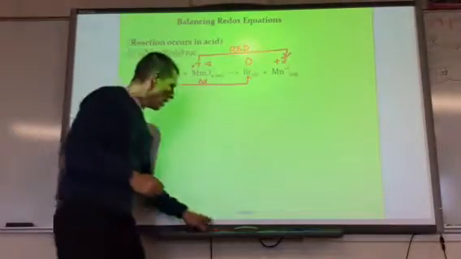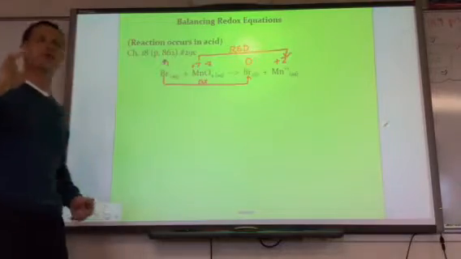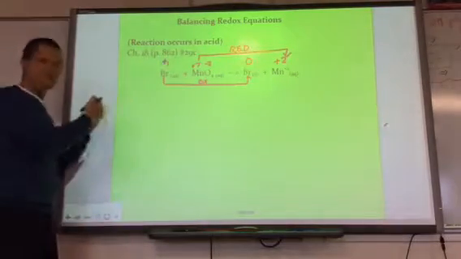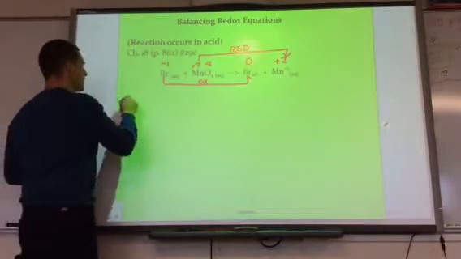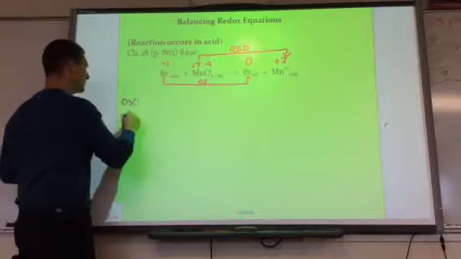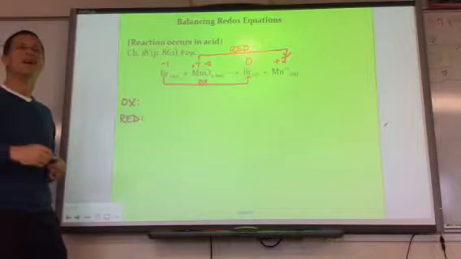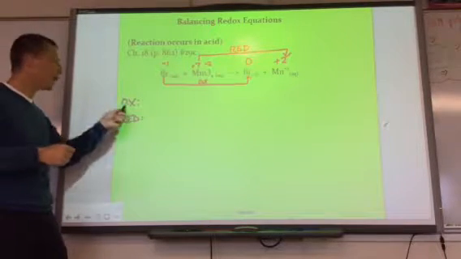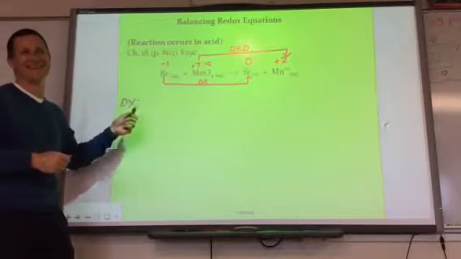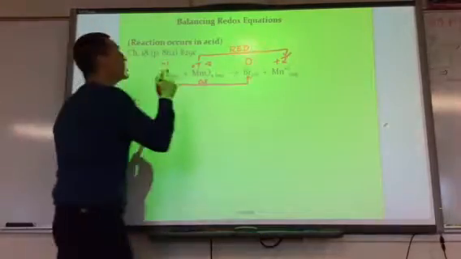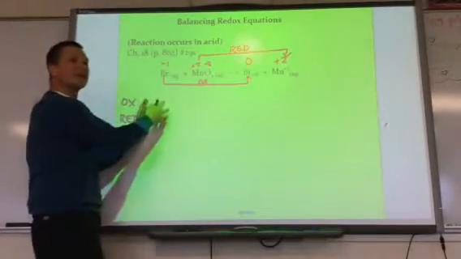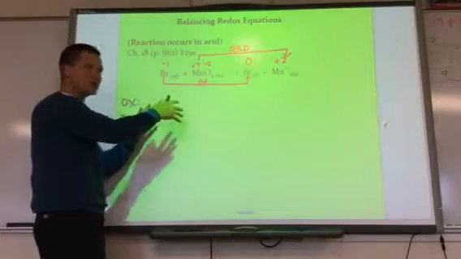Okay, so here's what I want you to do. Write 2 separate half reactions. On the left side of your paper, write ox and red. Now we're starting the first step. So, don't write anything directly next to the ox and red. We'll have to fill those in a little bit.